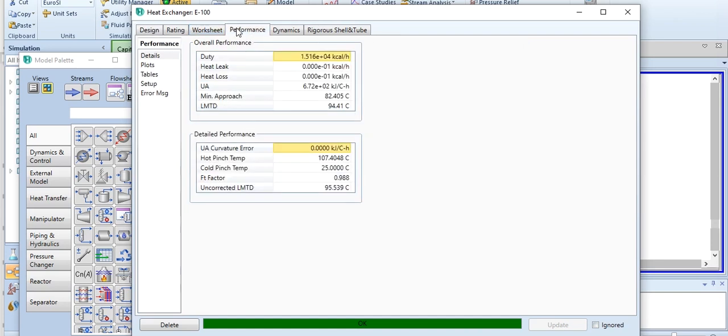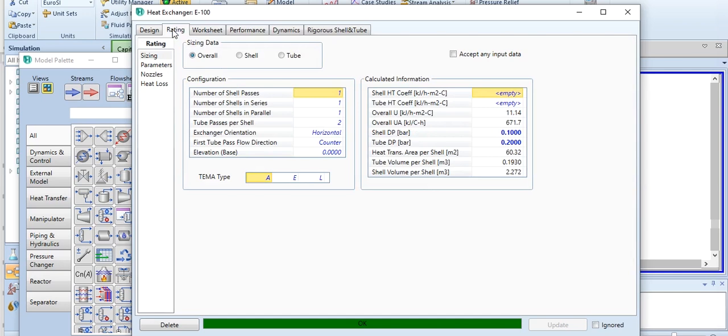Now going to the performance tab, as you see, the duty is given to us over here. The heat leak is very small, obviously negligible. So it's 1.516 multiplied by 10 raised to the power 4 kilocalories per hour. The value of UA is given, approach temperature is calculated, LMTD is calculated, FT correction factor, hot pinch temperature, cold pinch temperature, and uncorrected LMTD. So these are the performance indicators which have been calculated using this exercise.